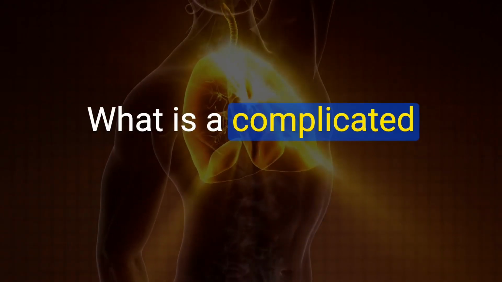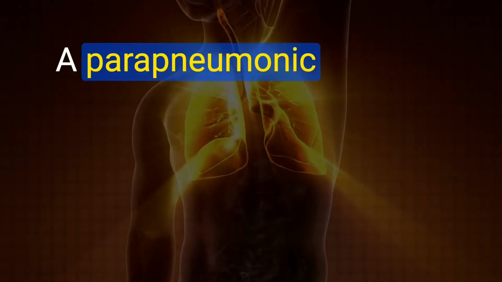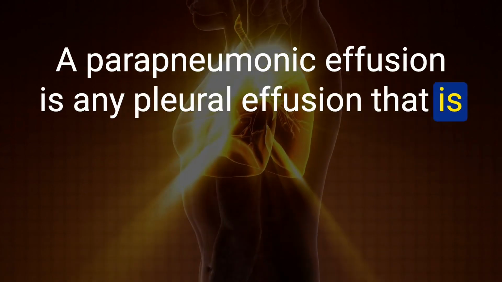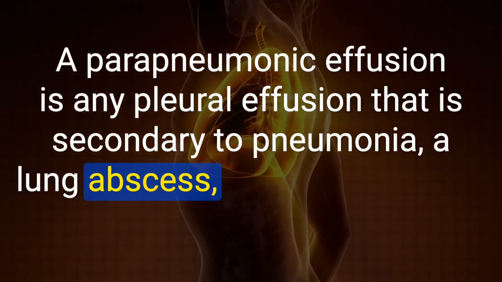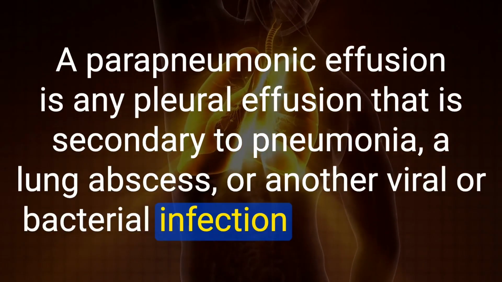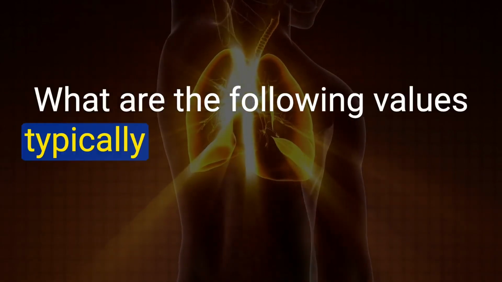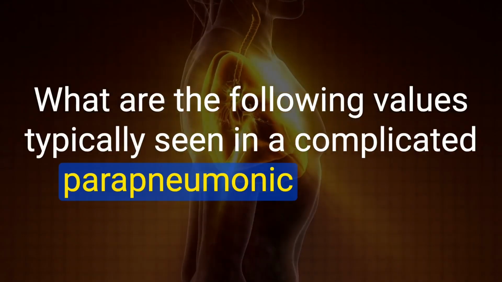92. What is a complicated parapneumonic effusion? A parapneumonic effusion is any pleural effusion that is secondary to pneumonia, a lung abscess, or another viral or bacterial infection of the lungs. What are the following values typically seen in a complicated parapneumonic effusion?